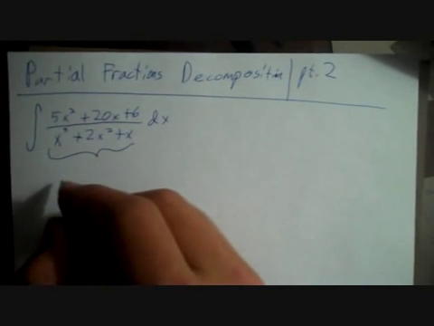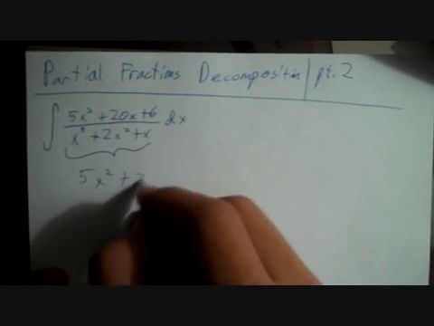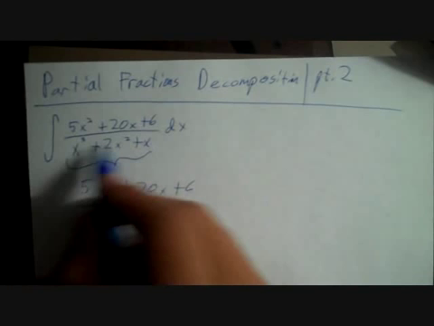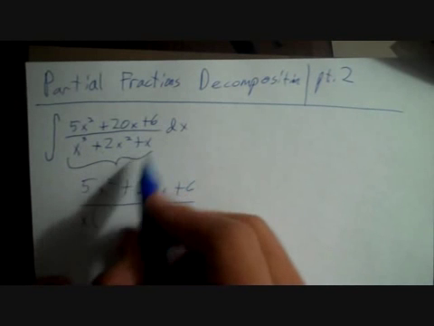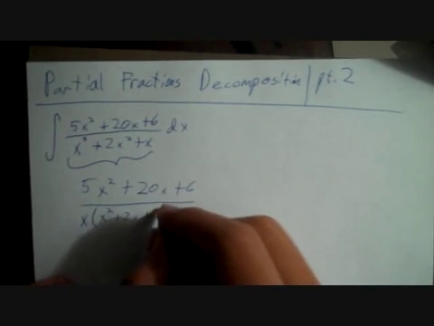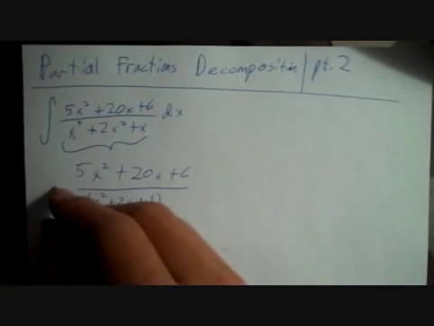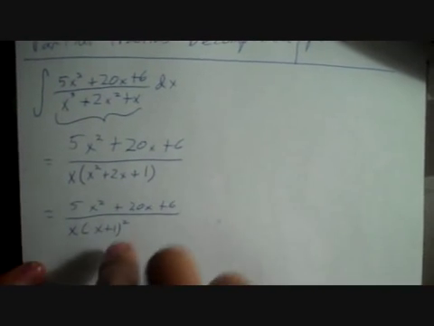So this rational function integrand can be rewritten as 5x squared plus 20x plus 6 over, well, there's an x in everything, so let's factor an x out. x times x squared, take an x out, plus 2x, take an x out, plus 1. Okay, well, hey, we can simplify that. x squared plus 2x plus 1, that's pretty simple. That's 5x squared plus 20x plus 6 over x times x plus 1 squared. Okay?